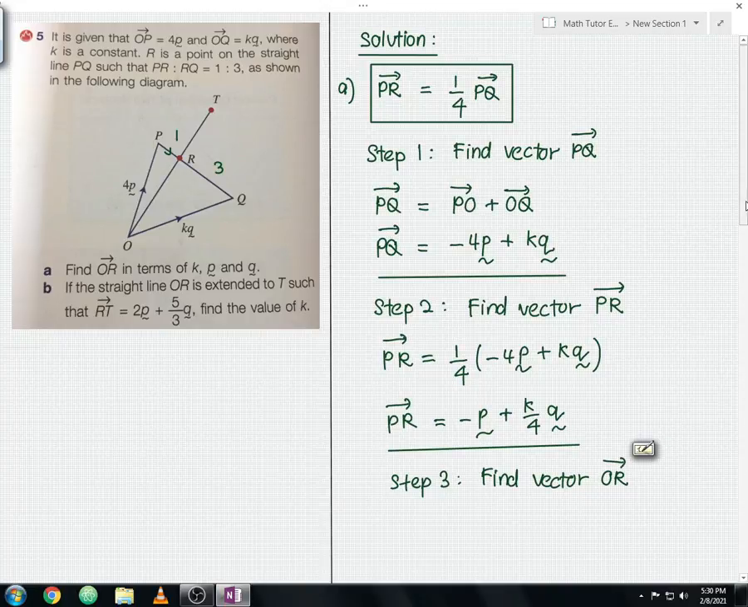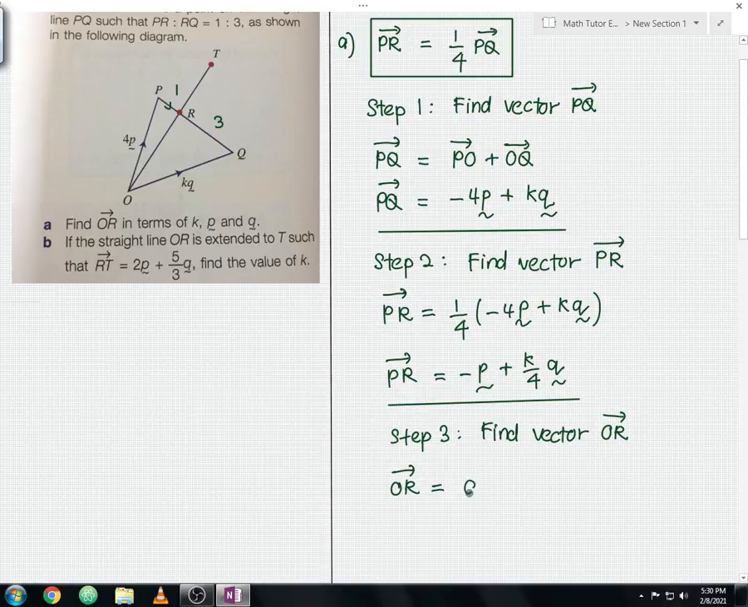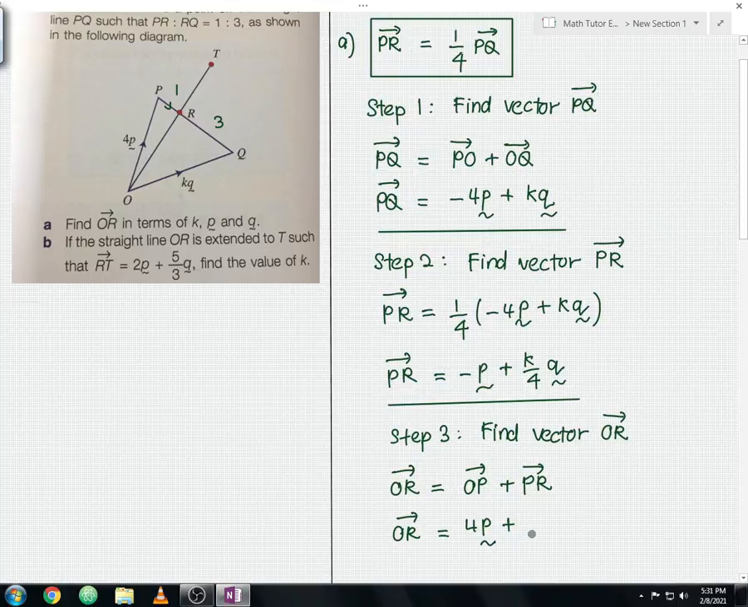Okay, so to calculate vector OR will be equal to vector OP plus vector PR. So let us continue our working. From here, vector OR will be equal to 4p plus vector PR. We can just substitute the value over here.